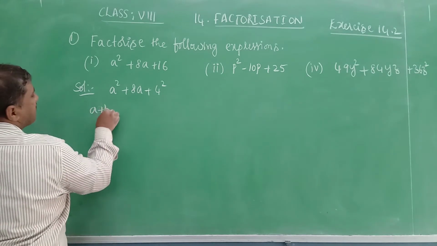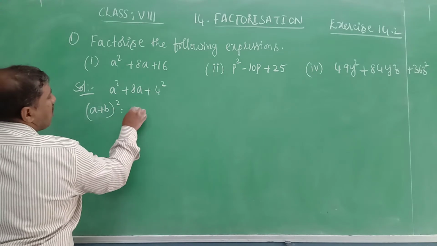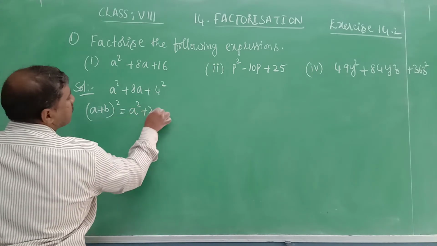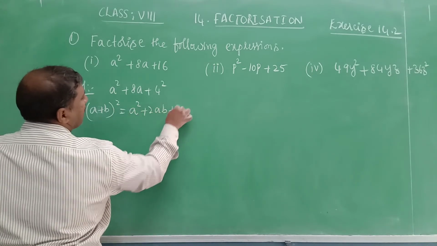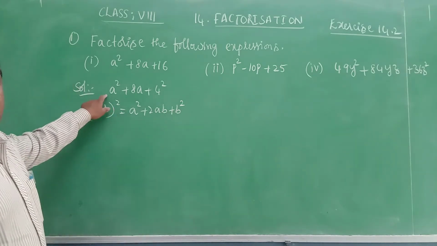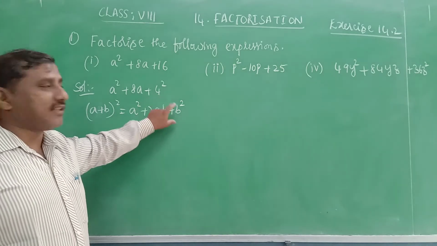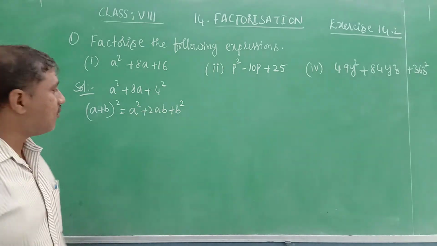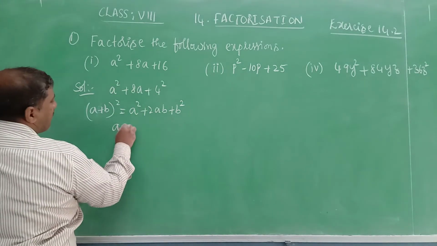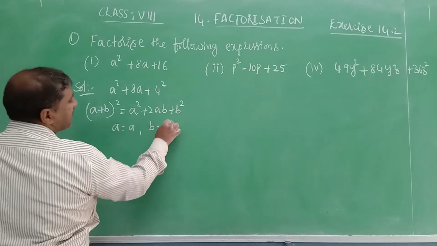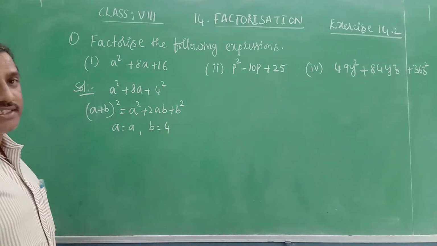Yes, (a plus b) whole square is equal to a square plus 2ab plus b square. Here a square is a square only, and a is equal to a. b square is 4 square. Therefore b is equal to what? 4. So from this, a is equal to a, and b is equal to 4.